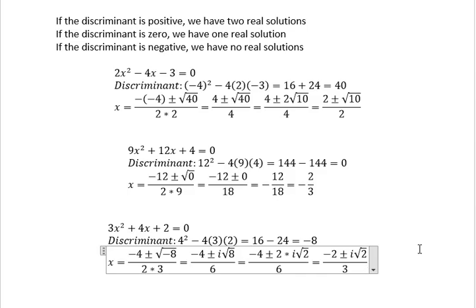Alright, that was my notes and examples on solving quadratic equations using the quadratic formula.